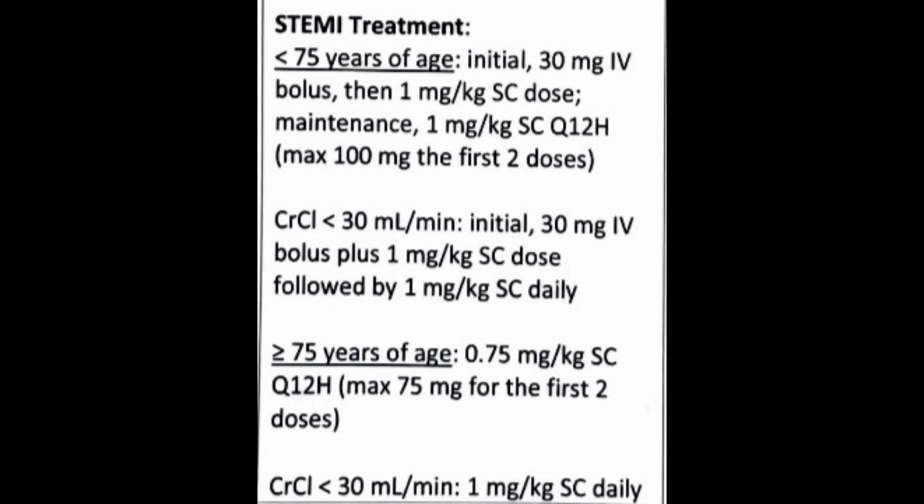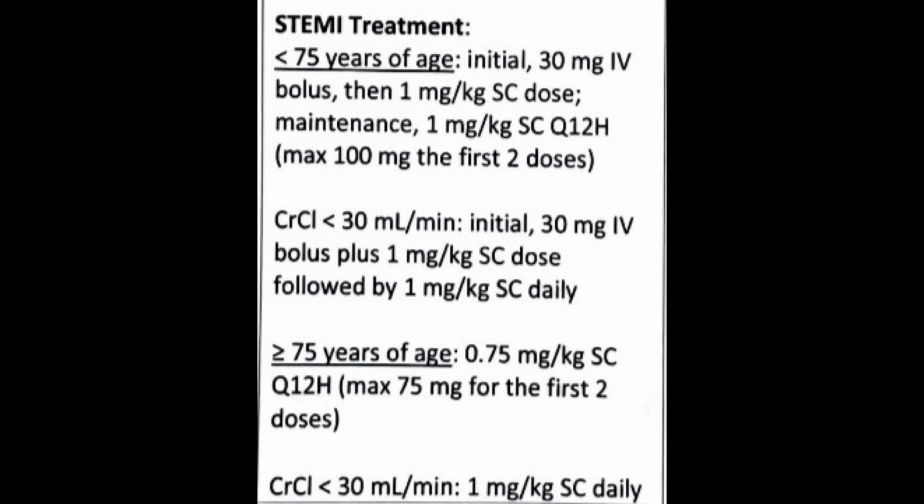30 milligrams IV bolus, and then 1 milligram per kilogram sub-Q every 12 hours with a max of 100 milligrams for the first 2 doses. Again, if their creatinine clearance is less than 30, you want to do a 30 milligram IV bolus and then 1 milligram per kilogram sub-Q daily instead of every 12 hours. That's really for patients that are less than 75 years old though.